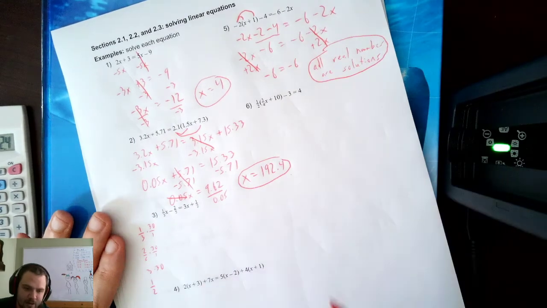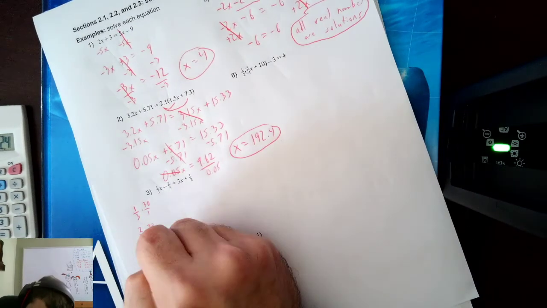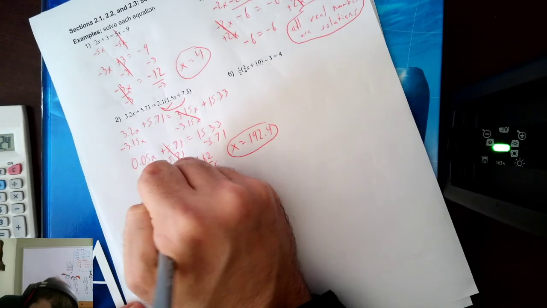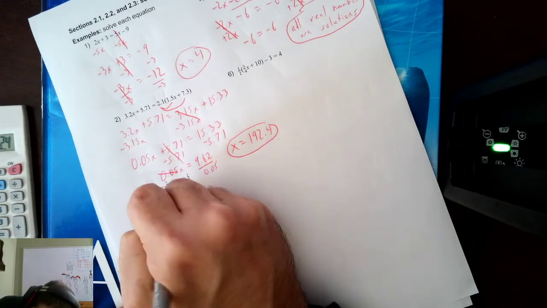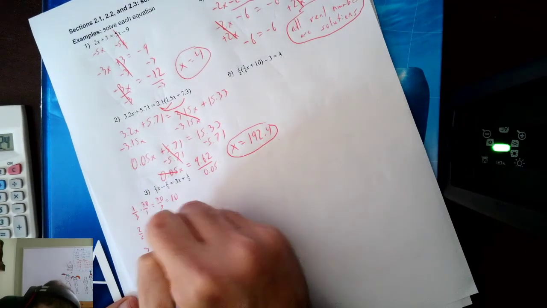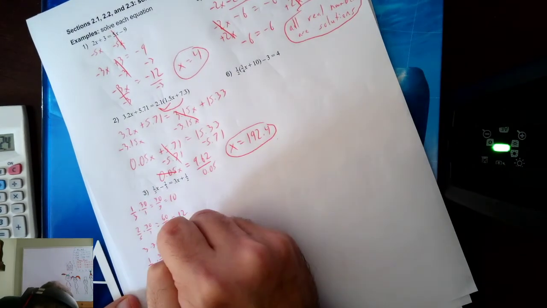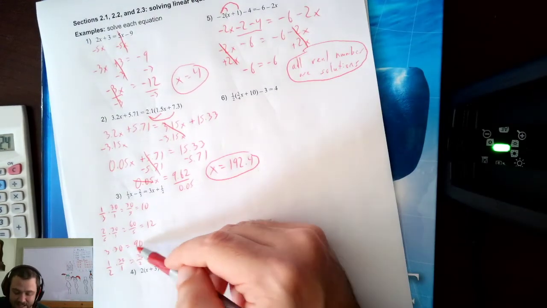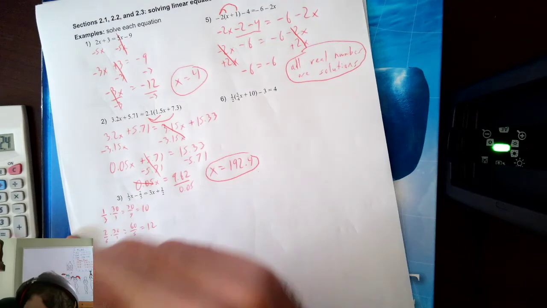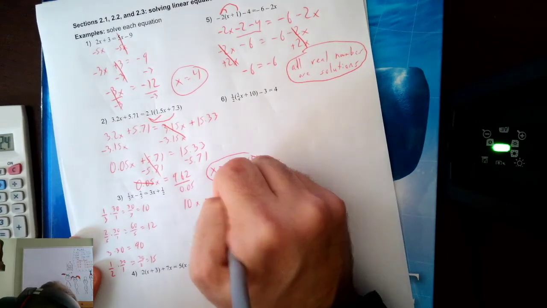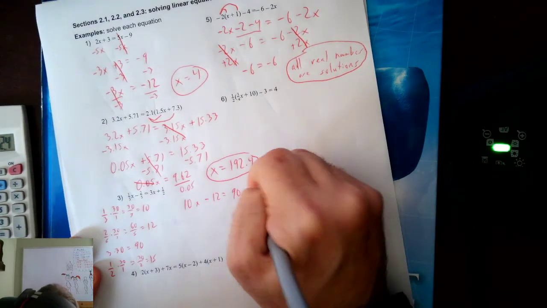3 times 30, I don't need to put 30 over 1 for the 3, right? And times 30 over 1. Let's see, 30 over 3 gives me 10. 60 over 5 gives me 12. 90. And 30 over 2 gives me 15. 10, 12, 90, and 15 are the numbers I want now. So I'll write 10x minus 12 equals 90x plus 15.